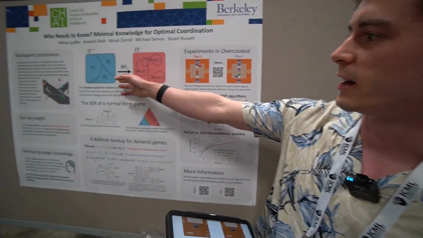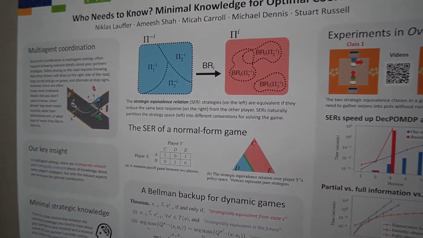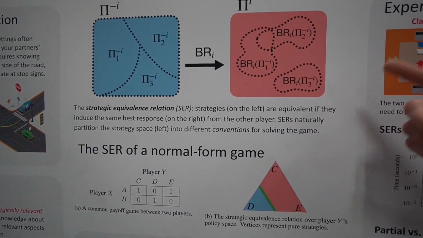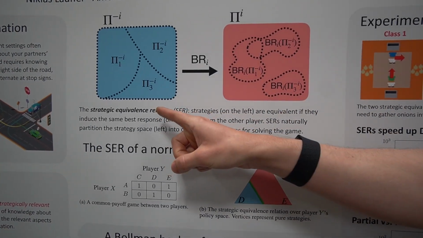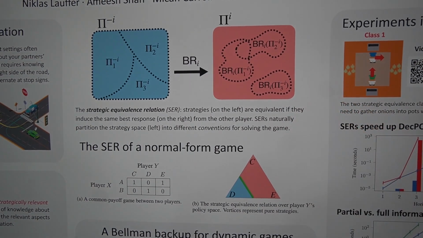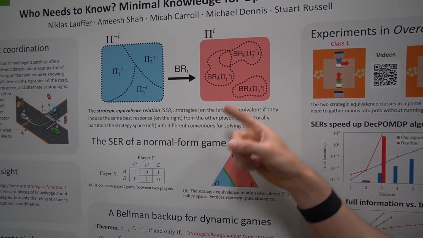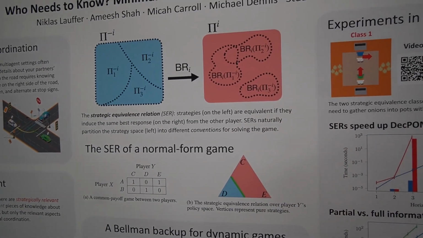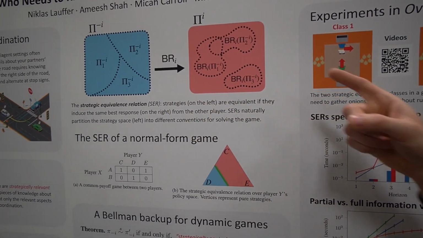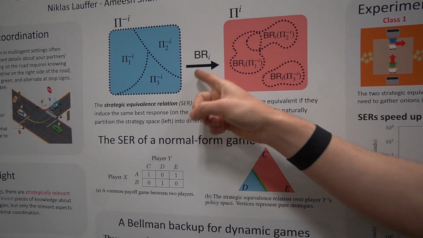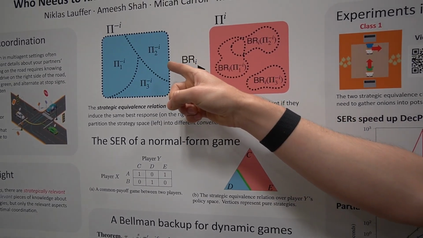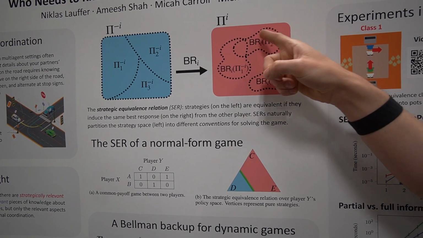On the left-hand side here, we have the strategy space for you, and on the right-hand side, we have the strategy space for me. We're mapping your policies to best responses from me. What this does is it partitions the strategy space on the left, your strategy space, based on the best response that they induce on the right. For example, all the policies here in pi2 induce this as a best response.